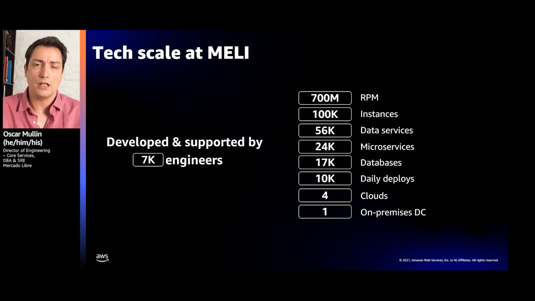Our platform and applications handle more than 7 million requests per minute using more than 100K instances to handle this traffic. We have more than 50,000 data services, which include databases, streaming services, data pipelines, storage services, and many others, which are being used for more than 24K microservices written in multiple languages such as Golang, Java, Python, or Node, and we have around 10,000 deploys per day. We manage 17,000 databases, and for compute, networking, and services, we have a distribution of them across 4 different clouds and our own data centers. All of this is developed and supported by 7,000 engineers.